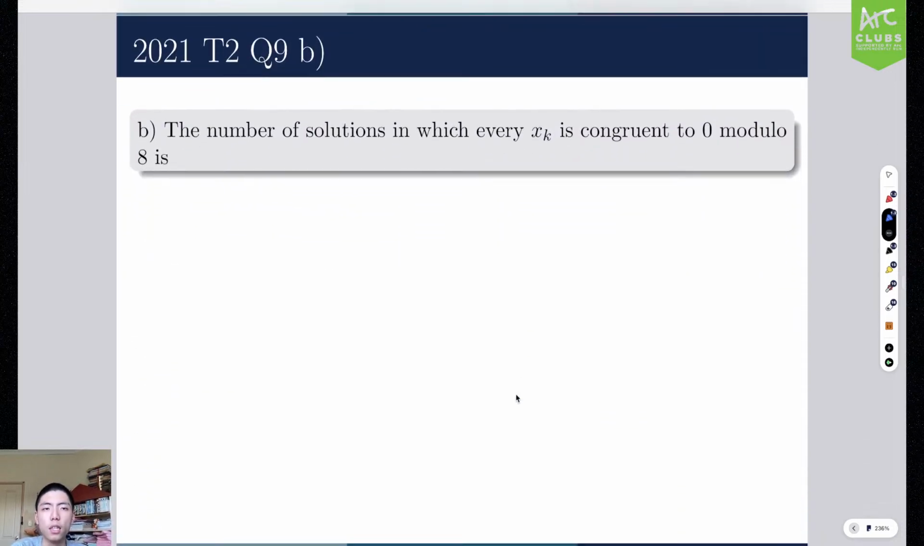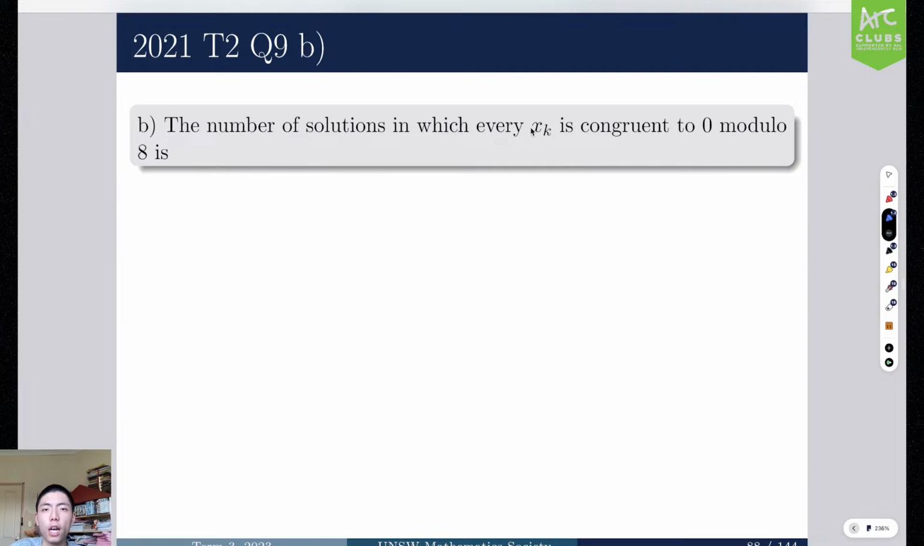Okay, next we need to find the number of solutions in which every term is congruent to 0 mod 8. So in other words, every term is divisible by 8. If every term is divisible by 8, then obviously the sum of the terms has to add up to something that is also divisible by 8, right? So x1 plus x2 and so on, this has to be divisible by 8.